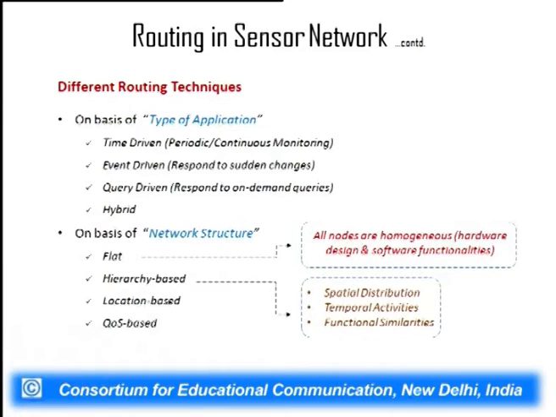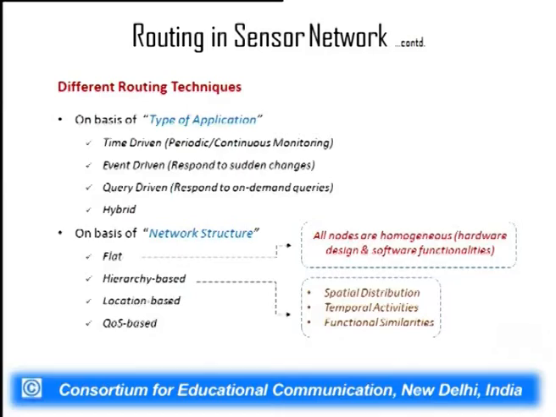Now let us see what are the different routing strategies available to us. On the basis of the type of application, there is one categorization, because obviously there are many categorizations when we talk about routing. It's such a wide topic. So let's study the categorizations on the basis of some cases. The first is on the basis of the type of application. Applications can be time driven, event driven, query driven, or hybrid. In this manner we can have different routing protocols.